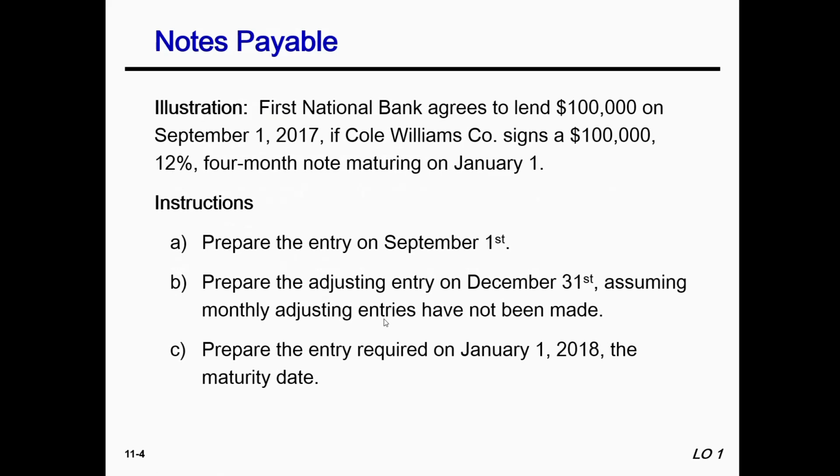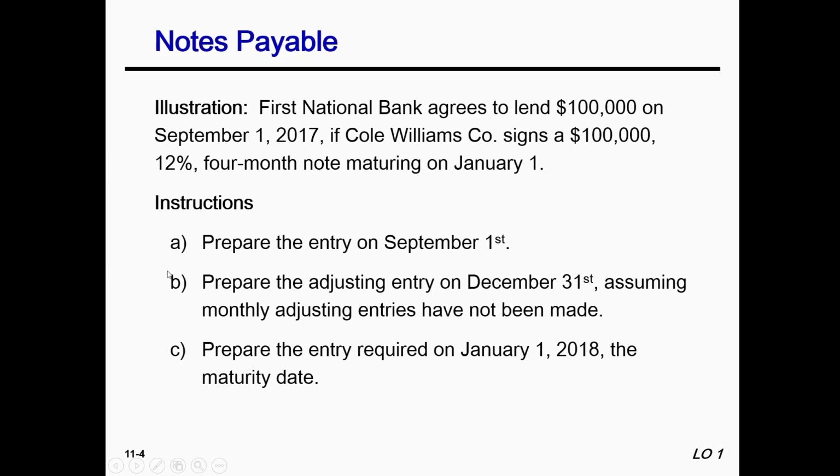Number one, the lender is First National Bank. Number two, the borrower is Colie William Company. Number three, the money borrowed is $100,000. Number four, the money was borrowed on September 1st, 2017. And number five, the life of this note is 4 months. So all this information will help us in classifying this note as short-term because the life is 4 months and it is interest bearing at 12%.